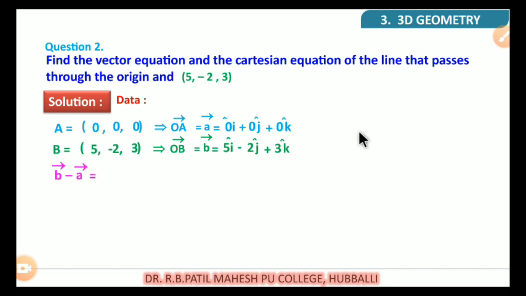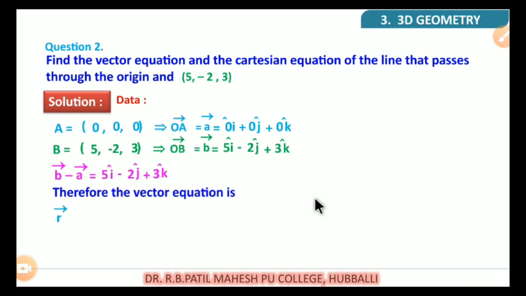Therefore, subtract b vector and a vector: 5 minus 0, therefore 5i, minus 2 minus 0 means minus 2j, plus 3 minus 0 means plus 3k. Now consider the vector equation of a line, that is r is equal to a plus lambda into the bracket of b minus a. Therefore, substitute all the values here.